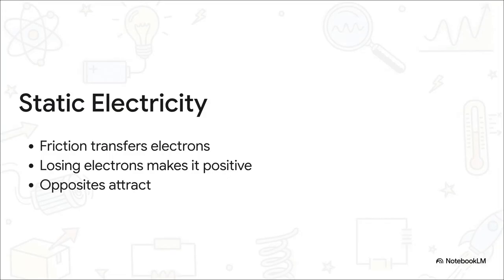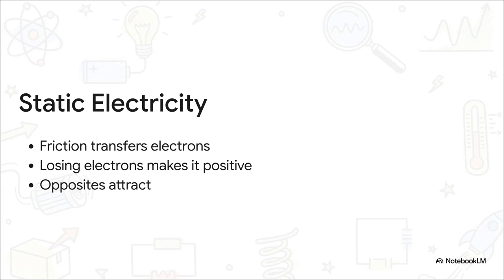But electricity is not always neatly flowing in wires. When you rub insulating materials together, friction physically strips negatively charged electrons off one object and dumps them onto another. The object losing those electrons becomes positively charged. As always, opposites attract and likes repel.